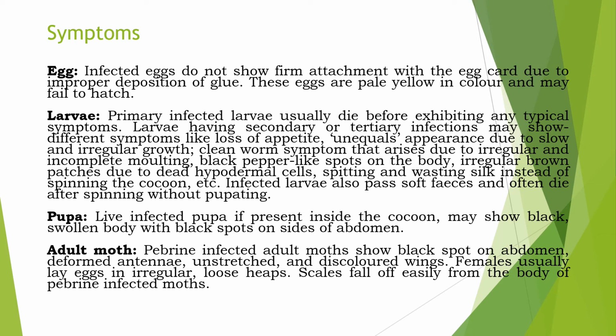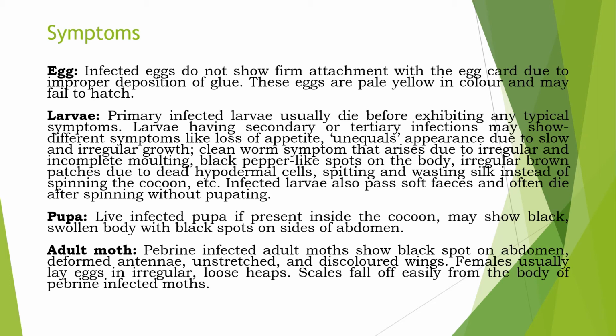Pebrine affected pupa. Though infected cocoons appear normal, the pupa inside shows symptoms of pebrine infection. The body is swollen and black in color, and also black spots are present on the sides of the abdomen.